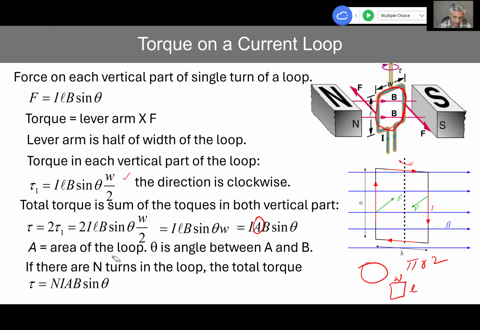So it has to be the angle between A and B, okay? The theta is the angle between A and B. A is the area of the coil. So the area of the coil is going to be normal to the coil itself, okay? The area of the coil is going to be normal to the coil itself. So what does that mean? Normal could be coming out or going into a loop or an area, right?